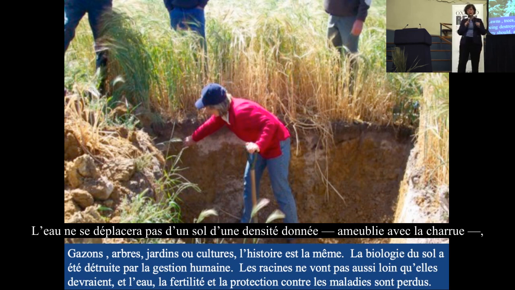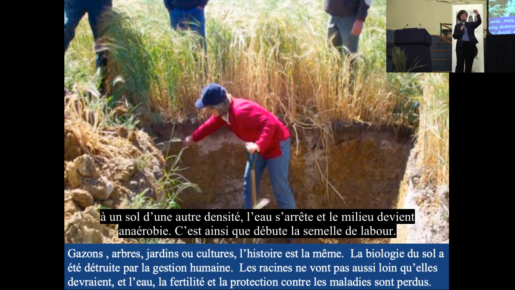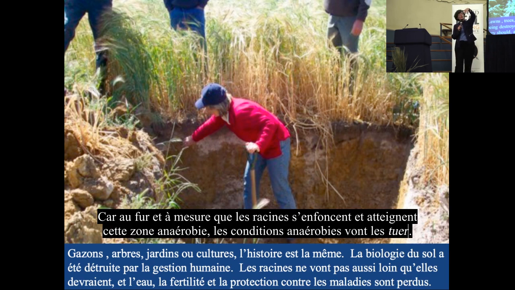Water will not move from soil of one density, we fluffed it with the plow, into soil of a different density. The water hangs up, it goes anaerobic here. You're starting the plow pan. Because as your roots then grow down and they hit that anaerobic zone, the anaerobic conditions will kill them.